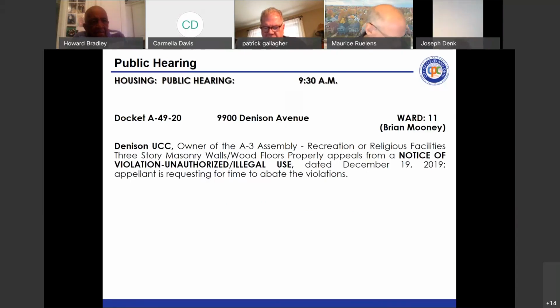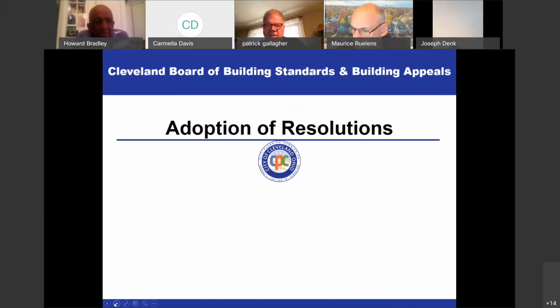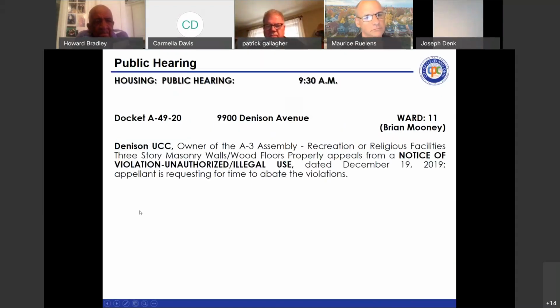A4920, 9900 Henderson Avenue. Application and fees are in order. Notice of violation is illegal use, change of occupancy, issued January 16, 2020. Appellant is requesting time. Present for the hearing: Tom Vanover, Building and Housing; Patricia Ashton, Law. Would the witnesses for A4920 please state your name for the record? And we have Ms. Aston with her hand raised as well. Ms. Aston?